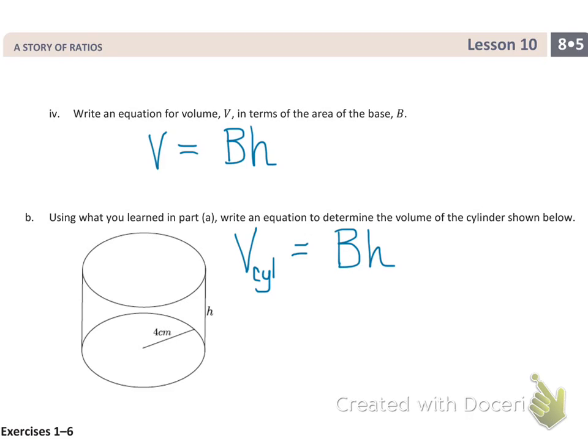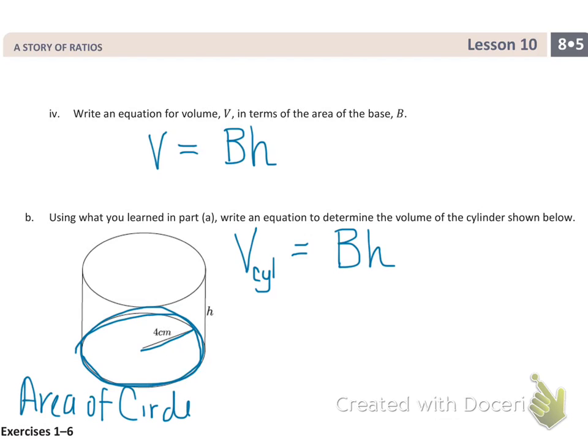So we just need to know the area of this base, which in this case is a perfect circle with a radius of 4. So what is the area? Let's write it down here. What is the area of a circle? Okay, so that's something that we've learned in the past, or we're expected to know. So if you don't know it, you can look it up.